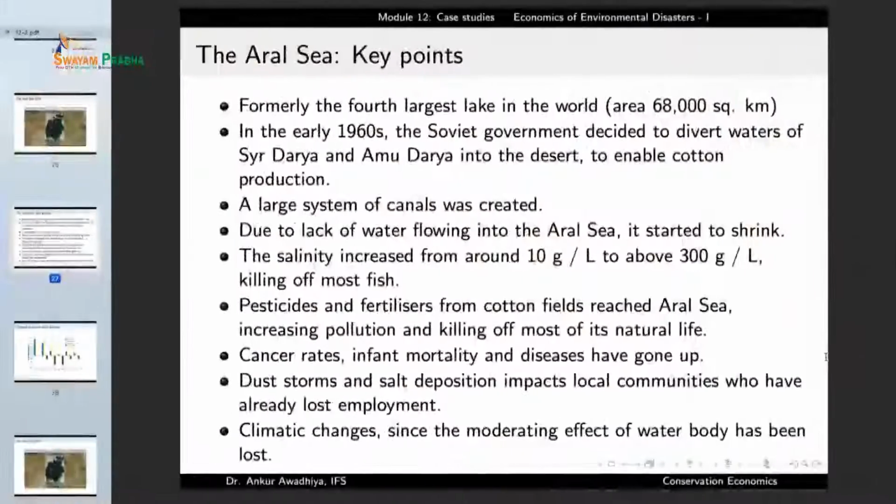And so we start to observe that the humans in the surrounding area, who were a very substantial population, have a number of health problems as well. So the rates of abortions go up, diseases go up, cancer rates go up, infant mortality goes up. All these different kinds of diseases and symptoms are now increasing in this area. Dust storms and salt deposition impact the local communities who have already lost their employment.